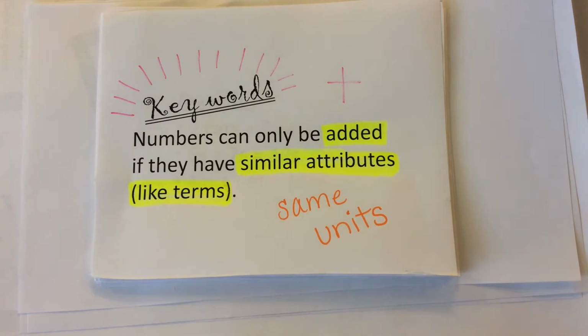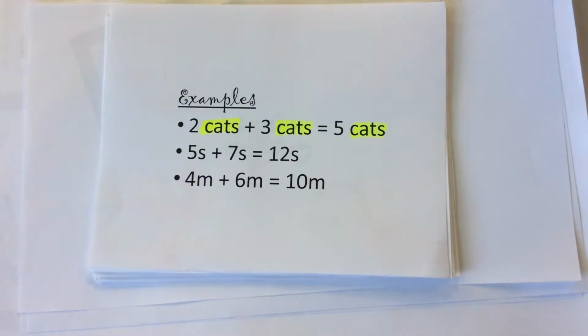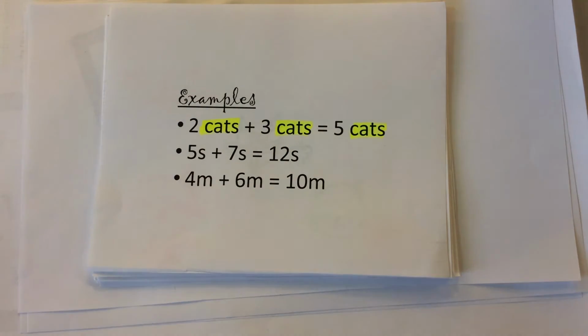Numbers can only be added if they have similar attributes or like terms. Another word that you're going to hear a lot is same units. For example, cats and cats equal cats. They all have the same units. 2 cats plus 3 cats equals 5 cats.